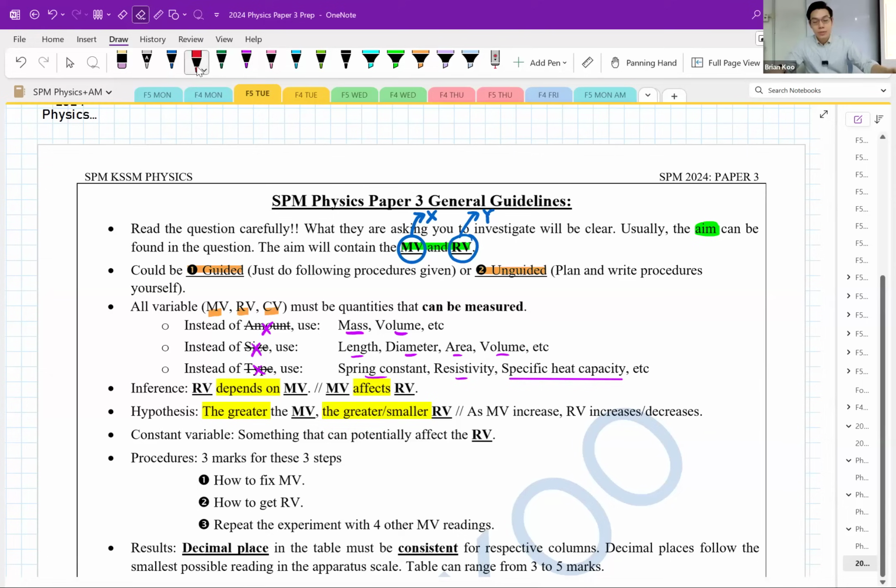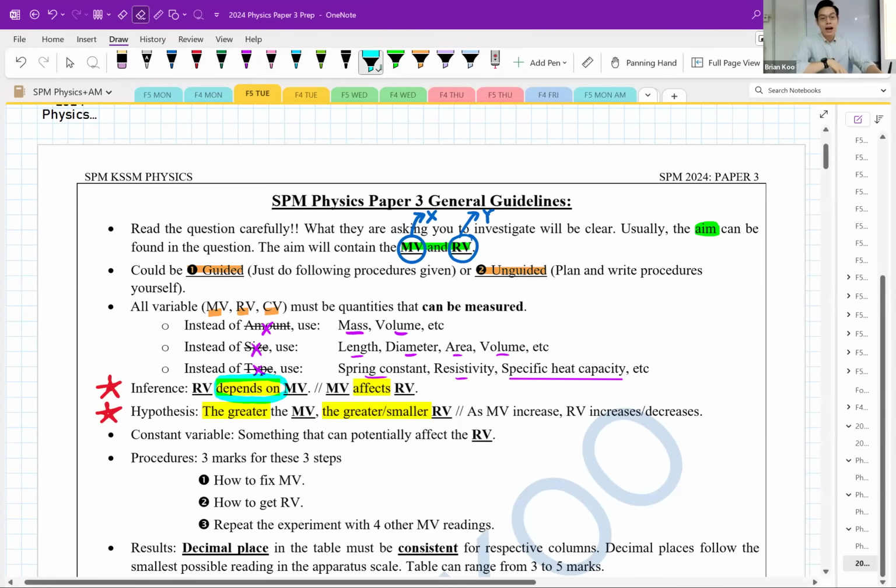Okay. You will probably be asked inference and hypothesis, which I think is 3 marks, because you just have to follow a format, where you say RV depends on the MV. Normally, we prefer this one. RV depends on MV. Just copy your RV. For example, buoyant force depends on depth of whatever object is immersed. You can also use the affect one, but I prefer the depend one. Usually the papers prefer the depend one.